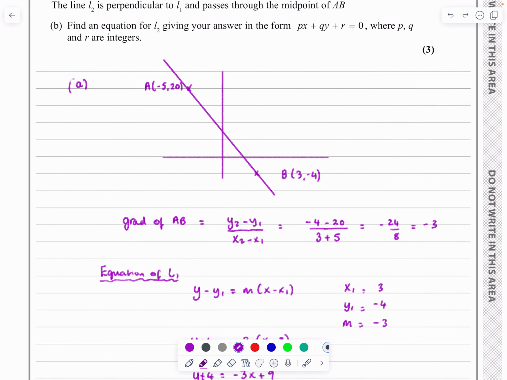What does part B say? Part B says find an equation for L2 if L2 is the line that's perpendicular to L1.